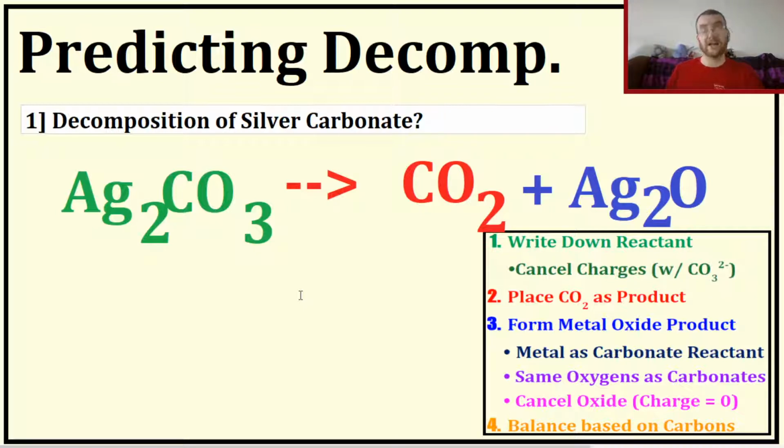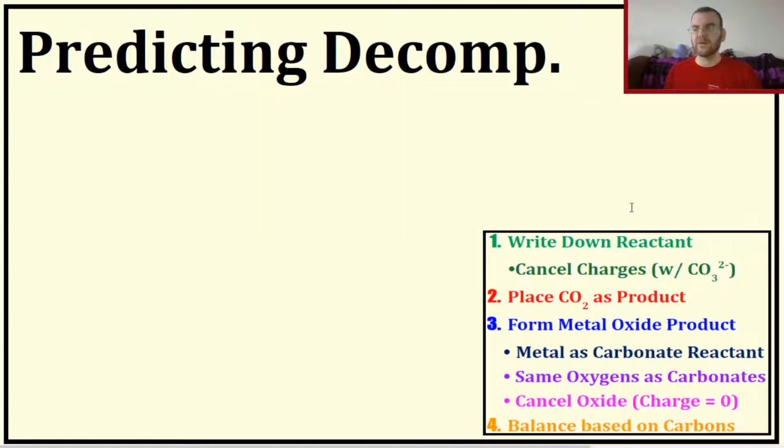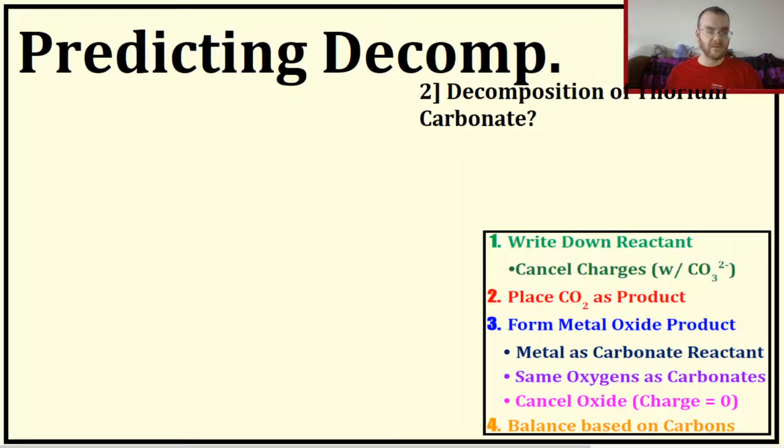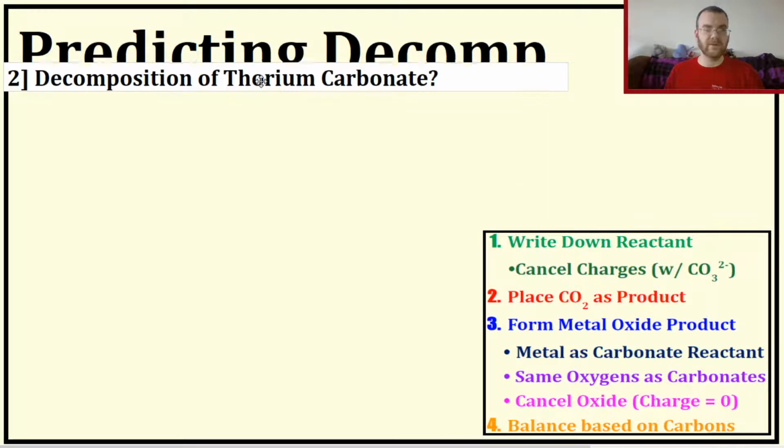So that was the decomposition of silver carbonate, an easy carbonate to decompose. Let's go look at something that's a little trickier. We are going to look at the decomposition now, not of silver carbonate, but of thorium carbonate. Thorium carbonate will be the one that we do next.